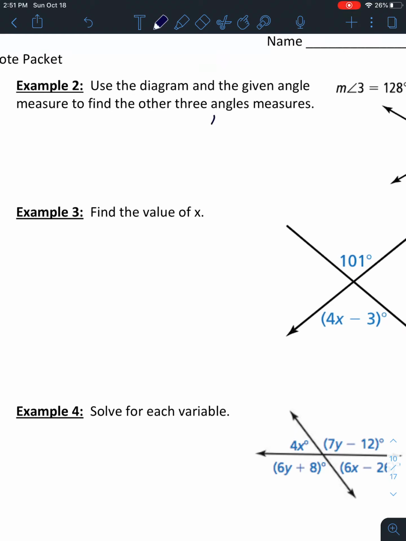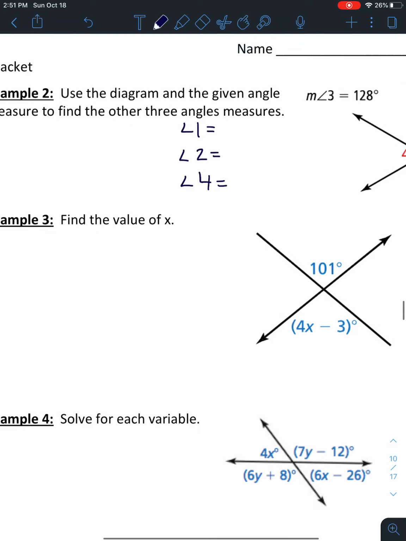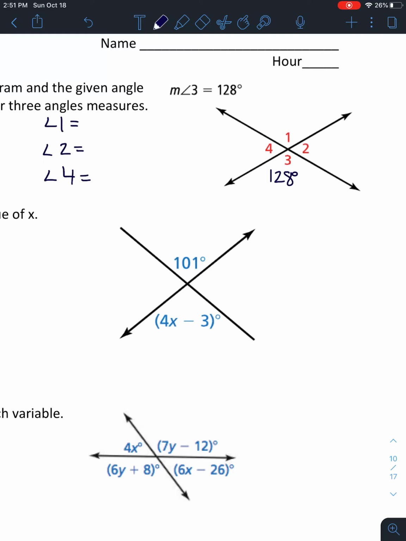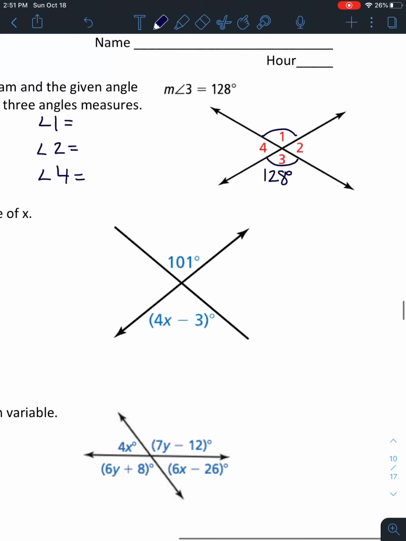So I'm going to write that over here. Angle 1, angle 2, and angle 4, just so we make sure we answer all the questions here. Because angle 3 is 128 degrees, angle 1 is a vertical angle to angle 3, which means those are equal. So angle 1 is also 128 degrees.